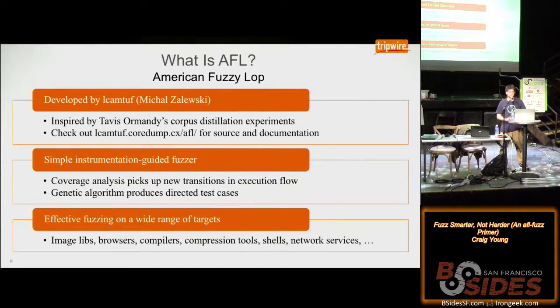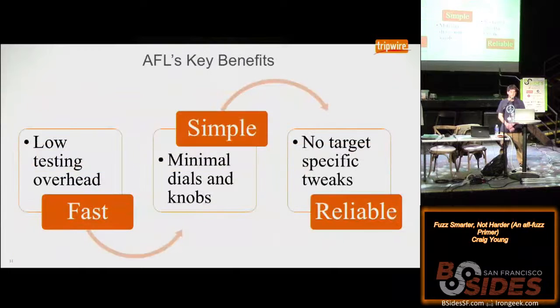And the result here is that American Fuzzy Lop is quite effective against a wide range of different targets. So image parsers, browsers, compilers, you've got a wide spectrum of places where it's successful, as we'll see. The key benefits of this system: AFL is really fast. There's not a lot of overhead involved. It's got some features that we'll talk about that make it very effective at being able to use instrumentation and quickly discover interesting test cases.